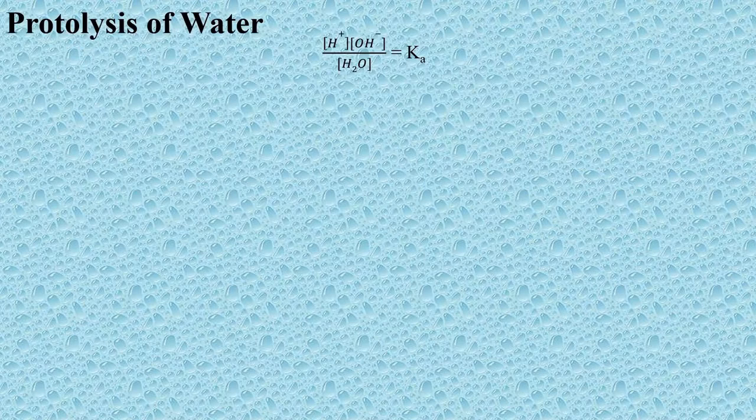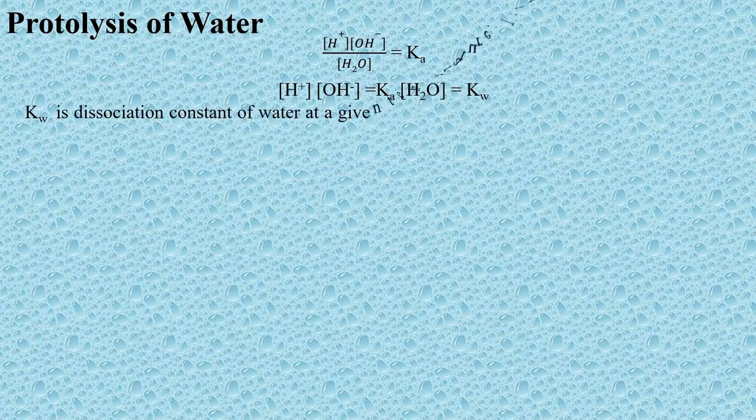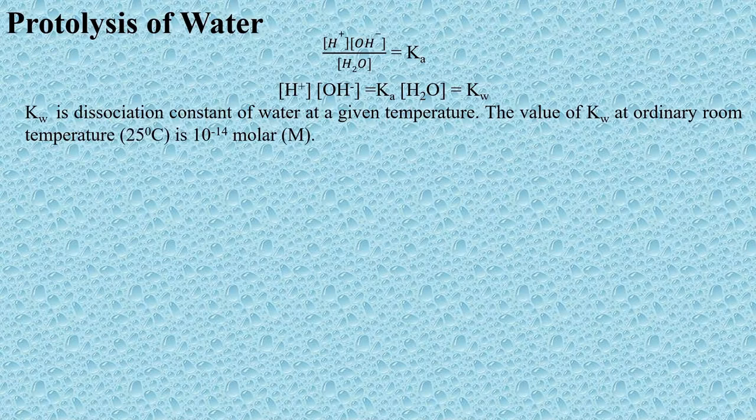So from this equation we get this, that is Kw. Kw is the ion product or the dissociation constant of water at a given temperature. The value of Kw at ordinary room temperature, that is 25 degrees centigrade, is 10 to the power minus 14 molar squared.